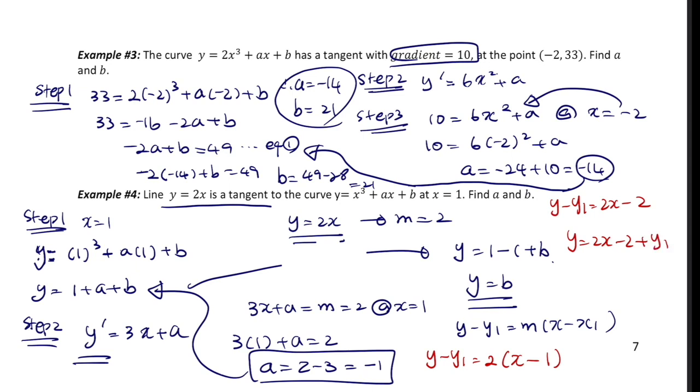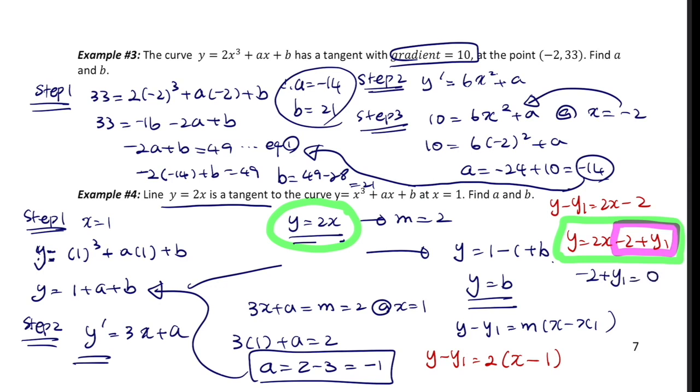Then there's an issue. We know that from our calculation, our equation of tangent line is y equals 2x minus 2 plus y1. However, the equation of tangent that is given in the question is y equals 2x. That means we need to get rid of this minus 2 plus y1 so we can have a correct equation of the tangent line, right? So it means the negative 2 plus y1 needs to be equal to 0, right? So we can have y equals 2x as our final equation of the tangent line.